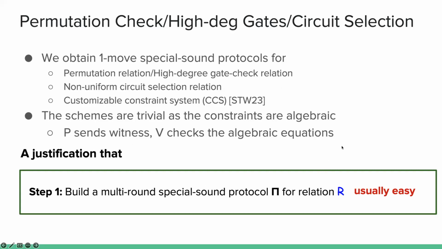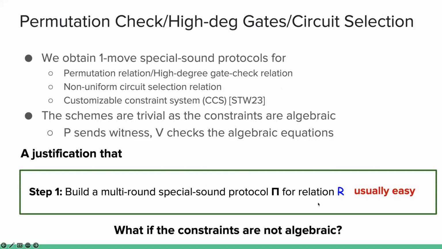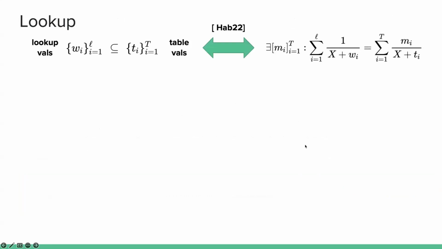However, there's one exception with the lookup relation, because the lookup relation is not algebraic. Basically, given the witness itself, it's hard to represent a lookup relation using a set of algebraic equations over this witness. But it turns out, because we allow the protocol to be interactive, we can actually have a pretty simple protocol for the lookup relation as well. And the power is just inside the interaction, and maybe also randomness. So let me quickly recap what a lookup relation is.